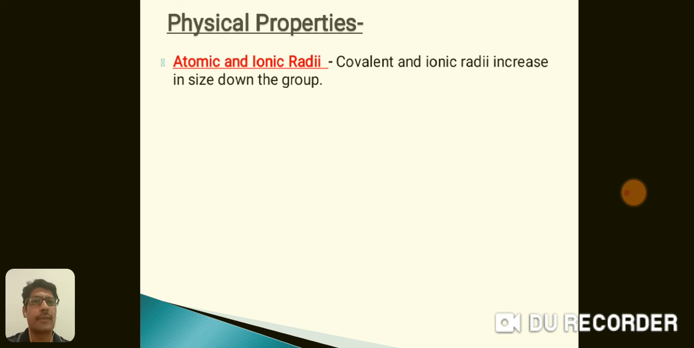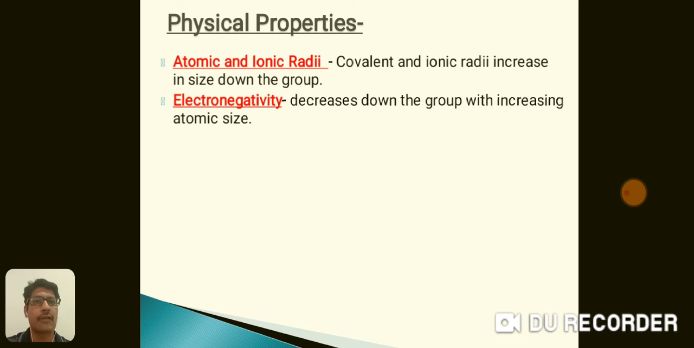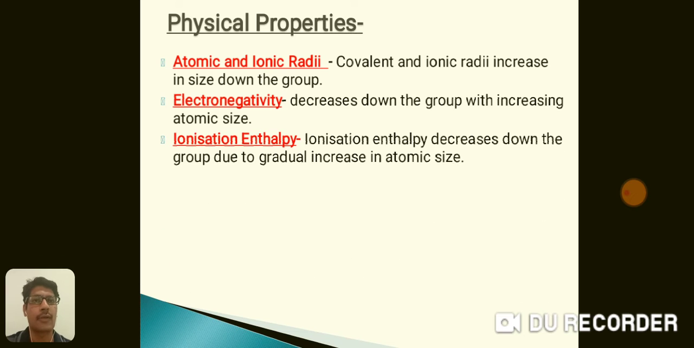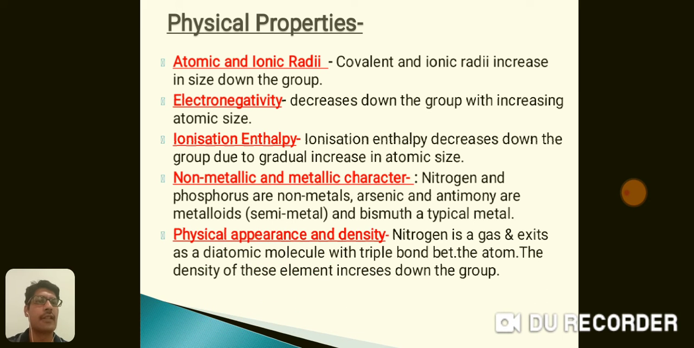Now we are going to see the physical properties. Atomic and ionic radii increase from top to bottom, electronegativity decreases from top to bottom in the group, and ionization enthalpy decreases as size increases. Non-metallic and metallic character: nitrogen and phosphorus are non-metals, arsenic and antimony are metalloids, whereas bismuth is a typical metal. It means that metallic character increases down the group.